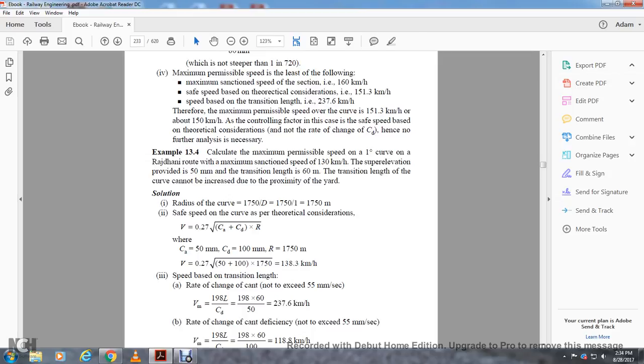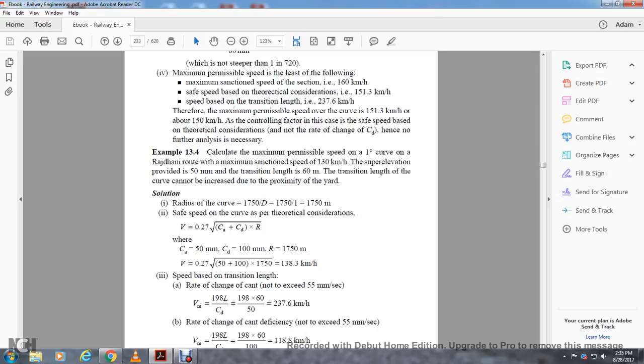Speed over the curve from the theoretical consideration: velocity equals 0.27 times the square root of Kant plus Kant deficiency, times the radius. The Kant is equal to 50 millimeters, the maximum Kant deficiency is 100 millimeters, and the radius is 1750. Velocity is 0.27 times the square root of (50 plus 100) times 1750, which is 138.3 kilometers an hour. Speed based on the transition length, the rate of change of the Kant not exceeding 55 millimeters a second.